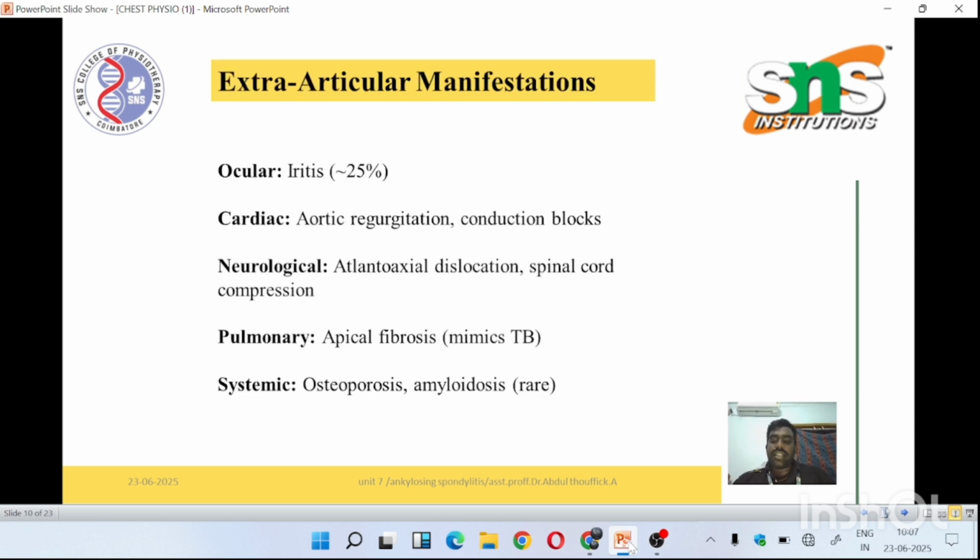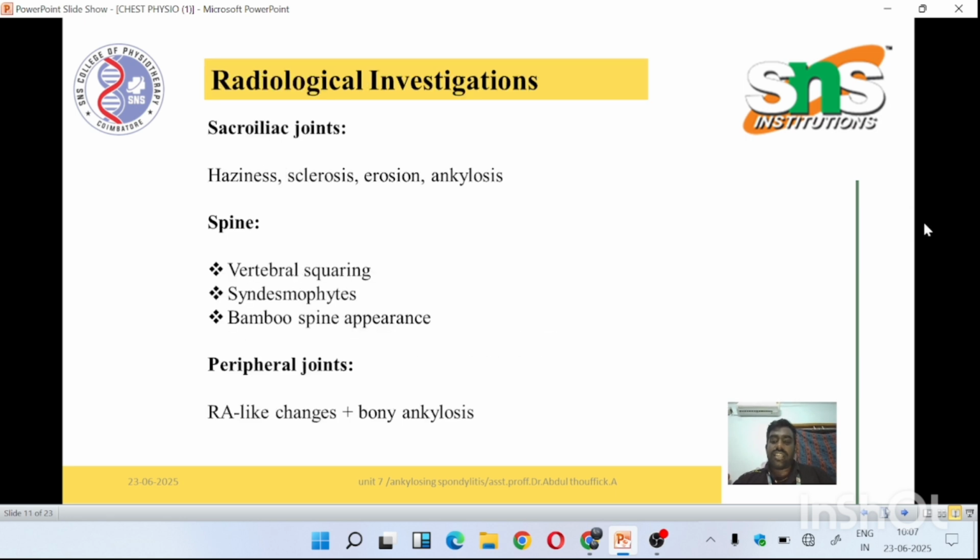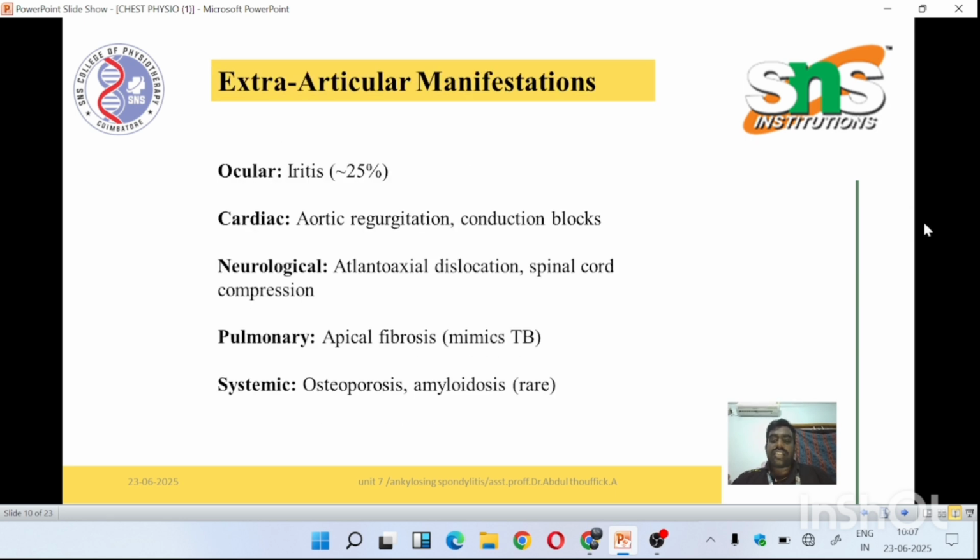What are the extra-articular features? Ankylosing spondylitis doesn't just affect the joints. It can also cause irritation of the eyes, aortic regurgitation and conduction abnormalities in the heart, spinal cord compression in the nervous system, and fibrosis in the lungs, which mimics TB. Osteoporosis is also rarely present.